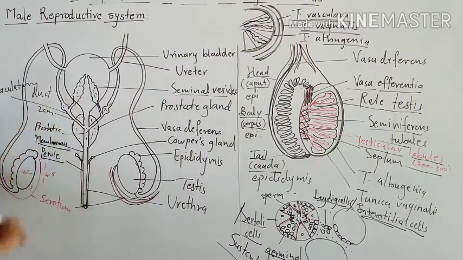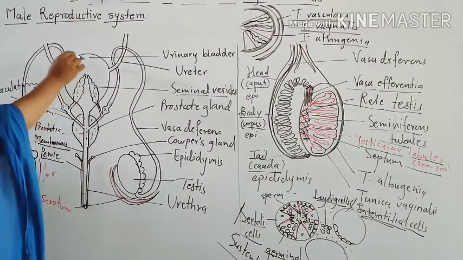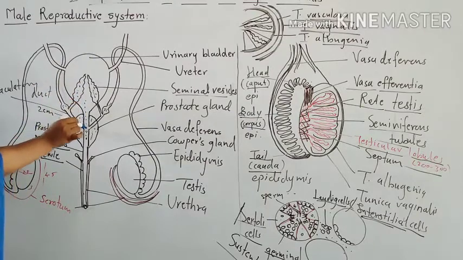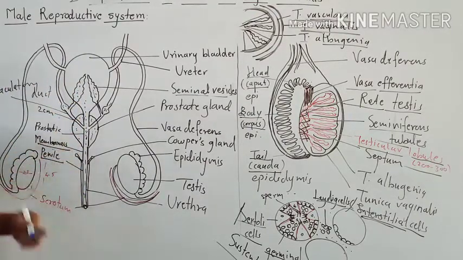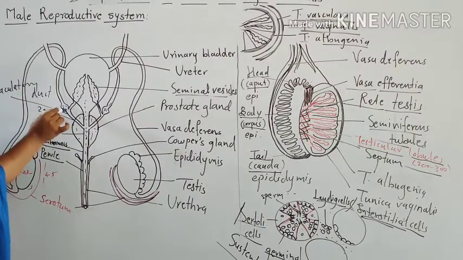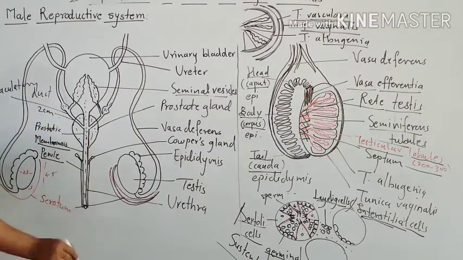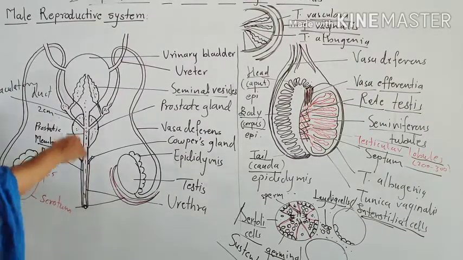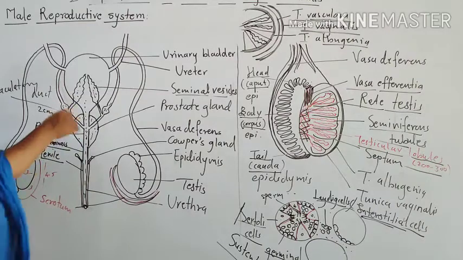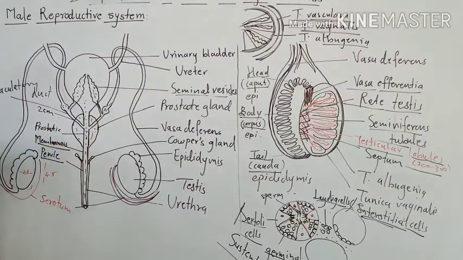This is the urethra through which urine from the urinary bladder is excreted to the outside, and from the ejaculatory duct the sperm or semen is also released. So this urethra is the common duct for urine as well as semen. So it is called the urinogenital duct. This urethra is called the urinogenital duct in males.